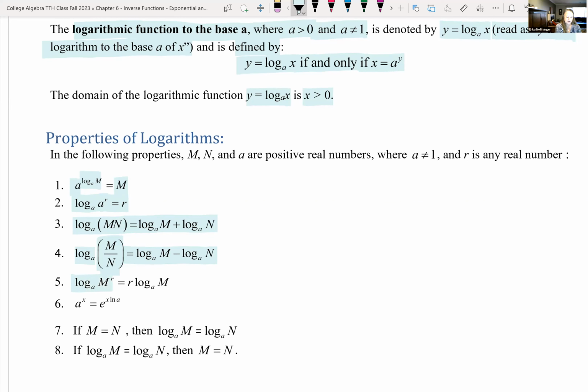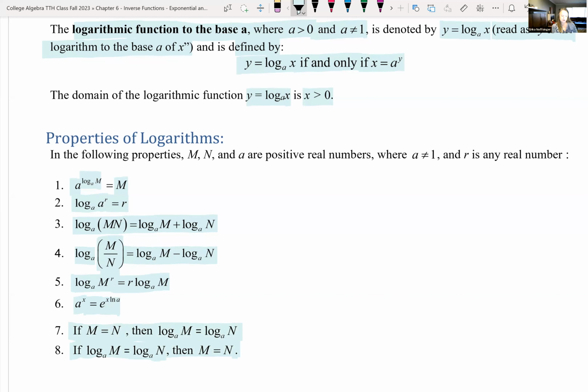If you have an exponent on your log, so log base a of m, the argument is raised to the r power, we can bring that exponent down from the logarithm, and that's the same thing as r times log base a of m. A to the x, that's the same thing as e to the x times the natural log of a. And what we just saw in the last video, if m is equal to n, then log base a of m has to be equal to log base a of n, or the opposite direction. If you have log base a of m equals log base a of n, then m must equal n.